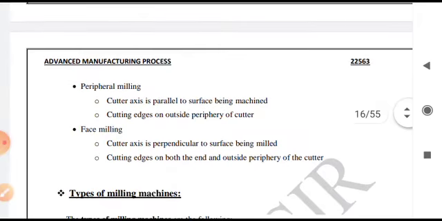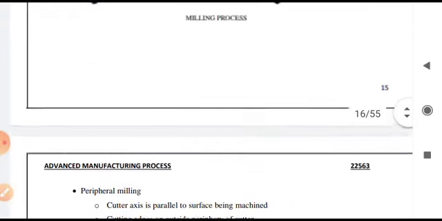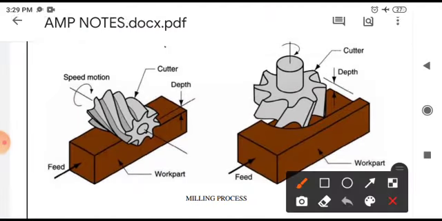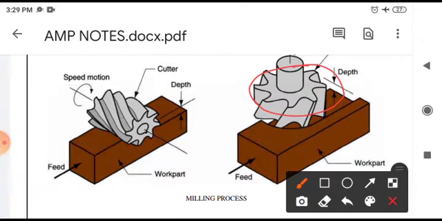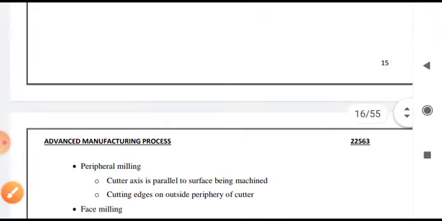Then there are types of milling processes. The first one is peripheral milling. The cutter axis is parallel to the surface being machined, with cutting edges on the outside periphery of the cutter. The axis of the tool or cutter is parallel to the face to be machined. This type of machining is peripheral milling.